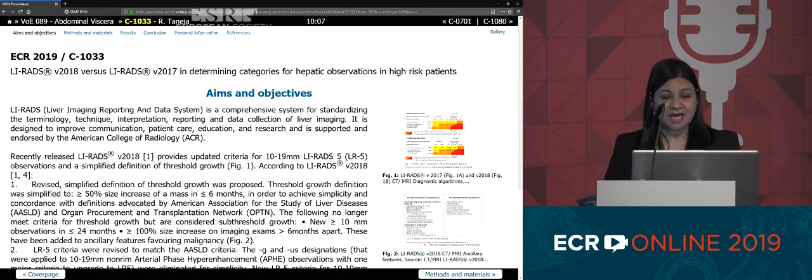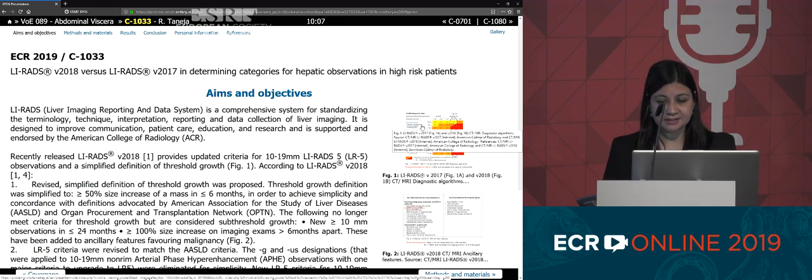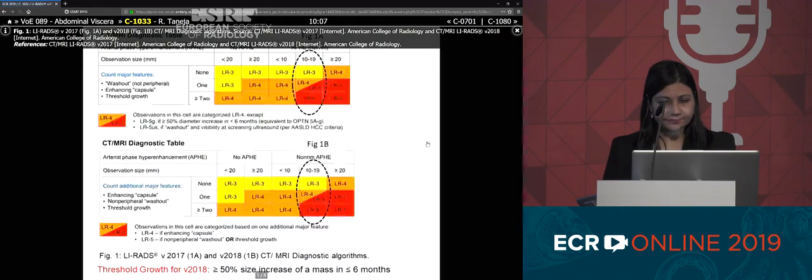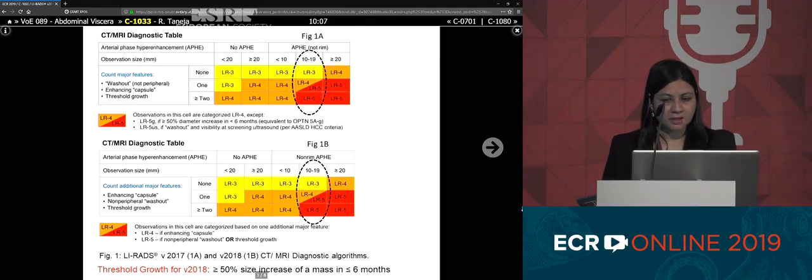Version 2018 actually has very minor amendments compared to 2017, and we'll just have a quick look at that by looking at this figure. This is the diagnostic algorithm of version 2017 above and 2018 below. The minor amendments involved just this very small group of observations, which were the 10 to 19 millimeter observations that showed arterial phase hyperenhancement.